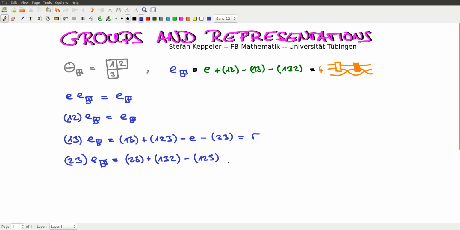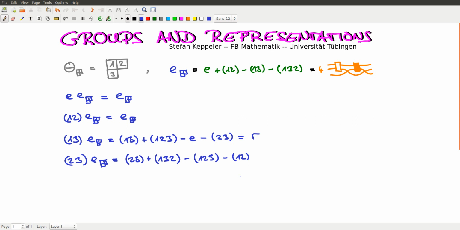And finally (2,3) times (1,2,3), what's that? With a minus sign here in front. 1 goes to 3, 3 goes to 2, 2 goes to 1, and that's where it stays, and 3 is mapped back to itself.